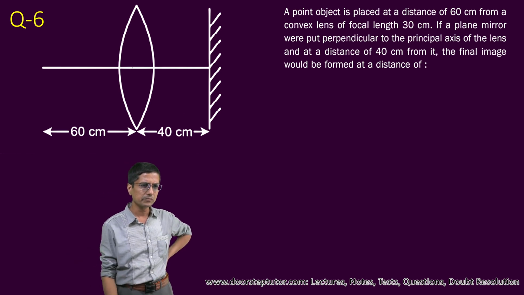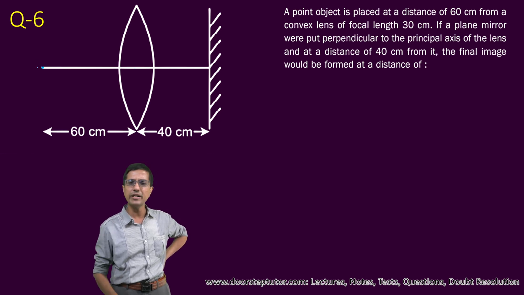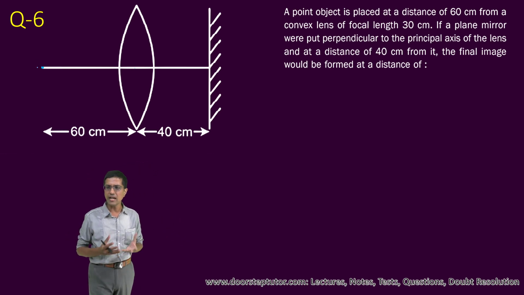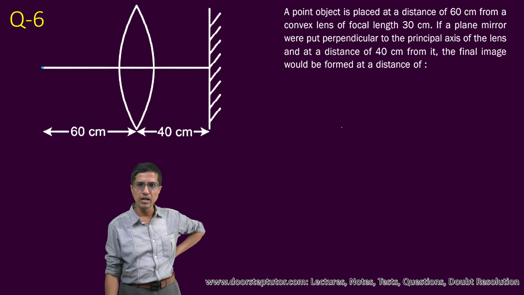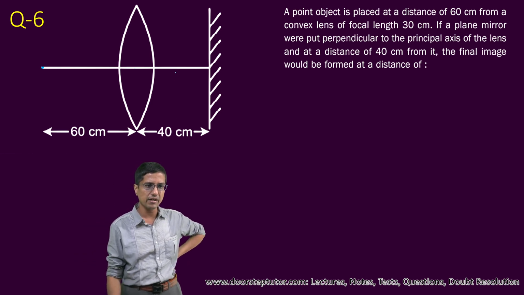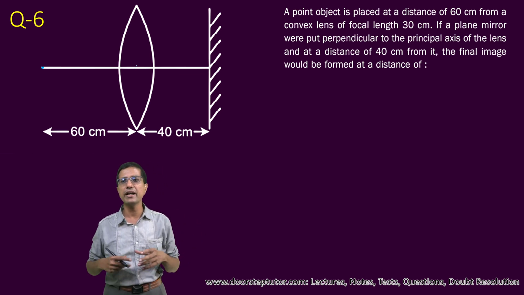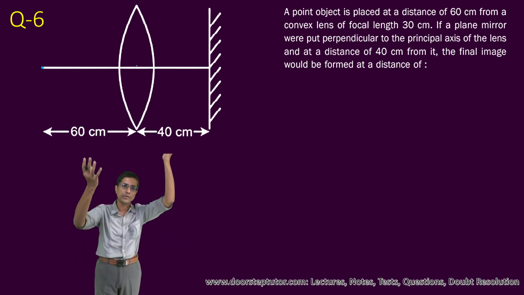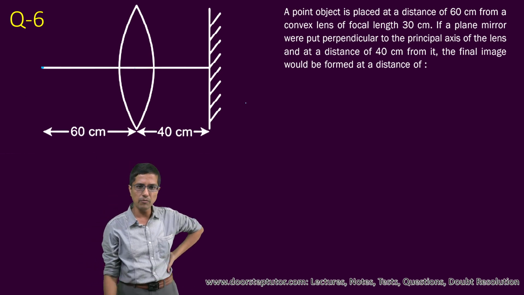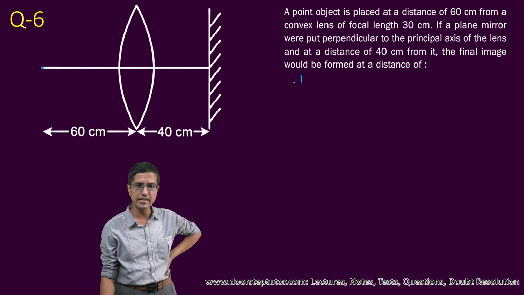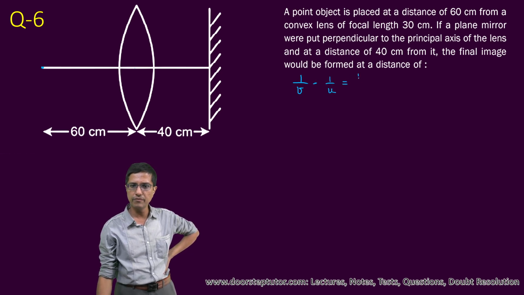So here we have a convex lens and there is a point object placed at a distance of 60 centimeters. So this is where it is placed. Now, what we have been asked is that if there is a mirror here at a distance of 40 centimeters from this convex lens, where would the final image be formed? Very simple. The convex lens formula is one of the simple formulas, and it says that 1 by v minus 1 by u will be equal to 1 by f.